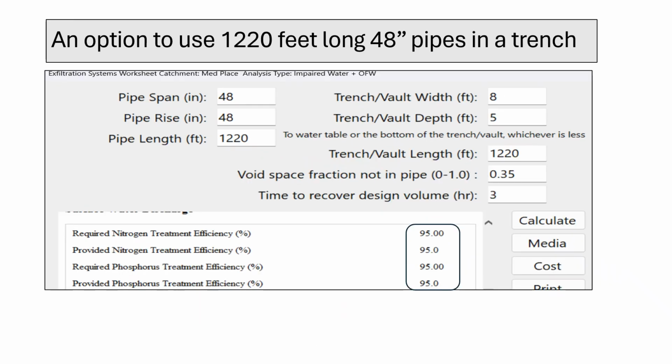Here, we're considering an option that involves using 1,220 feet of perforated pipe, with a 48-inch diameter, placed within an 8-by-5-foot trench. This particular setup would feature 4 parallel pipe trenches, each stretching 2,980 feet in length. These longer trenches would then be interconnected by 100-foot sections of trenched pipe, running perpendicular to the main parallel lines. With this configuration, the projected annual removal efficiency is also 95%.